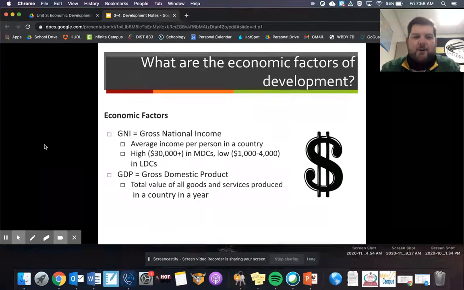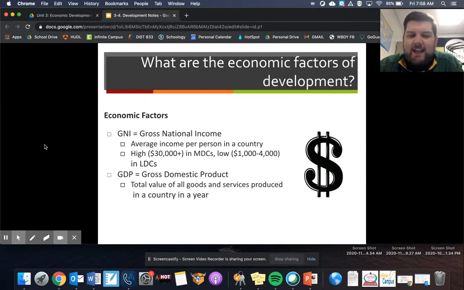of development are the GNI and the GDP of a country. Okay, so the gross national income, which is just the average income per person in a country. Okay, that goes into how developed you are. If you have a higher GNI, you're going to be a more developed country. If you have a lower GNI, it's going to be a less developed country.